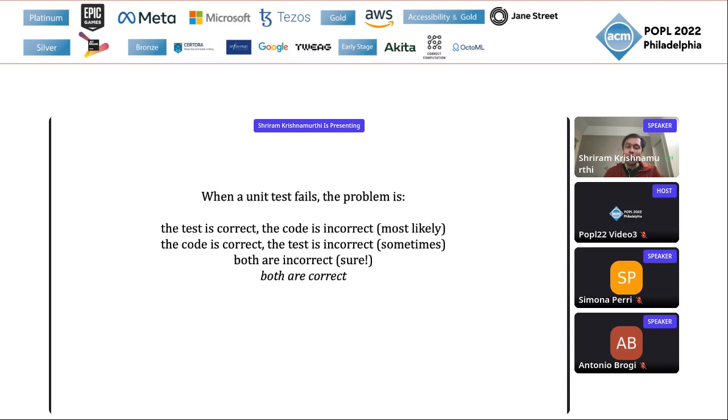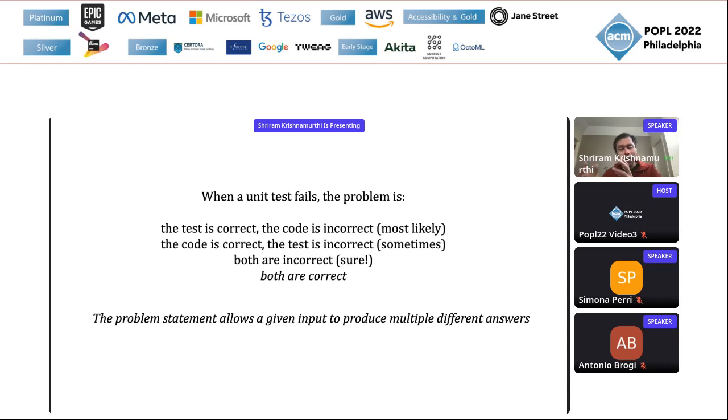The test is correct and the code is correct. So why is there a failure? Well, there's a failure because the problem statement allowed several possible outputs, and you may not have realized it. You picked one of them. The test picked one. The implementation picked another. Okay. So this is a class of problems that I like to call relational problems. If there's already a name out there in the literature, please let me know. But basically, these are things that we gave them as functions, but they're actually relations, right?